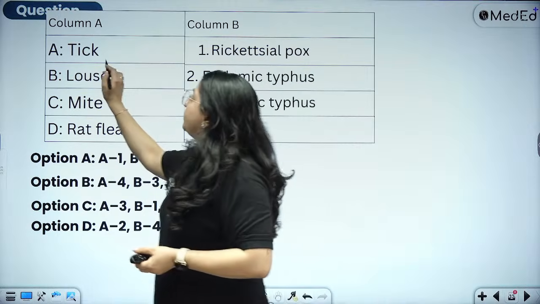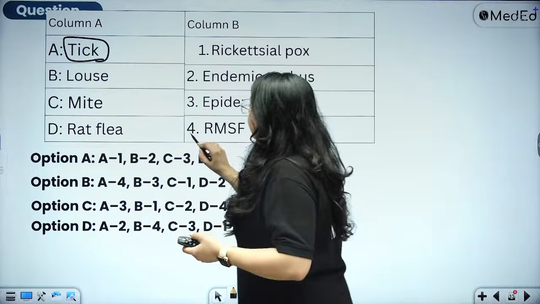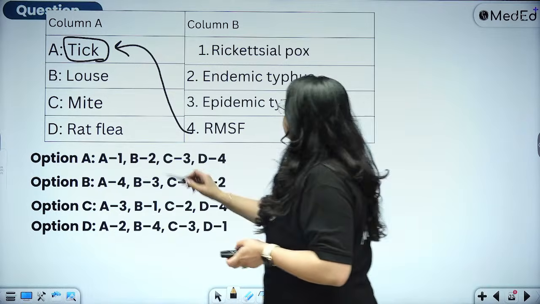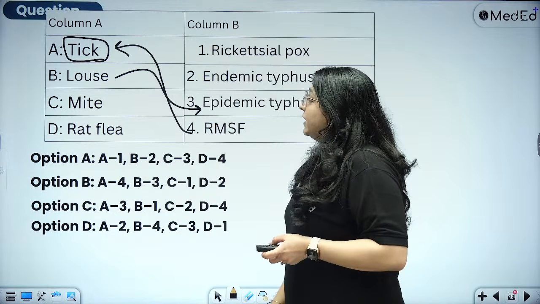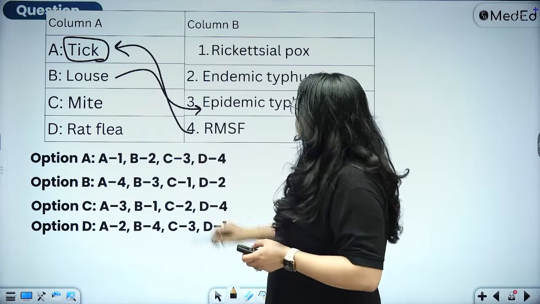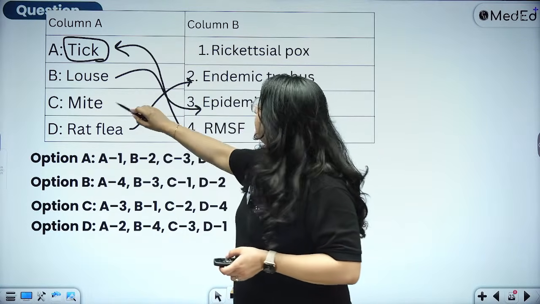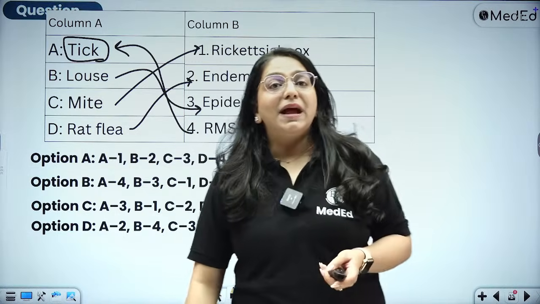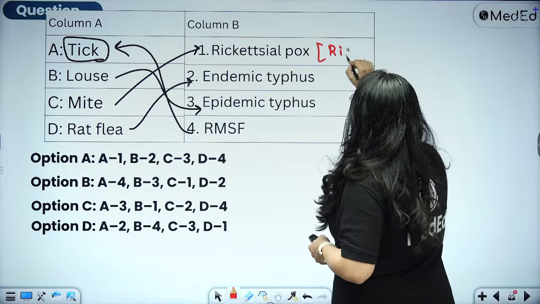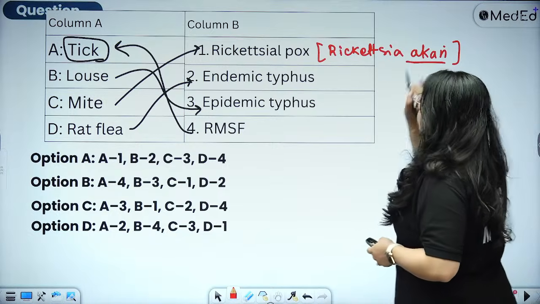So now for tick, only two: either Rick spotted tick or Indian tick typhus. So Rocky Mountain spotted fever, Rick spotted tick becomes tick. Louse always will lead to epidemics. Rat flea or mite, how to not confuse? Who was there on the train with the soldier? It was the rat on the train. So with epidemic will go the endemic. So rat flea is endemic. The last remaining, mite, is rickettsialpox. It is caused by the mighty mouse. Rickettsia akari. Okay, fine.